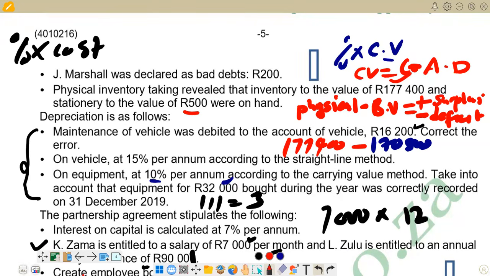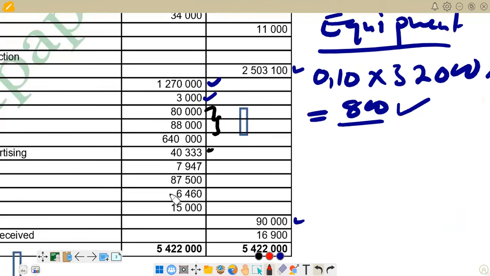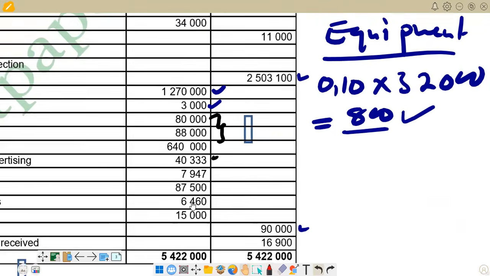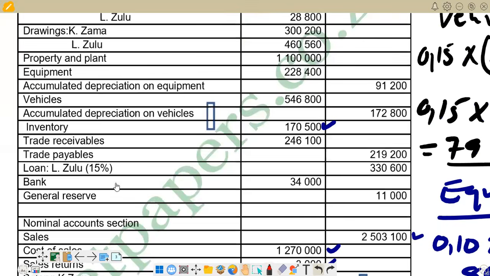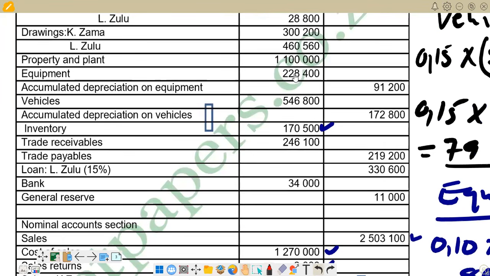So we come here, we take note of the cost of the equipment. The cost of the equipment is mentioned here, 228,400. But in this equipment, there's an equipment that was bought along the year for 32,000. So we are going to subtract that one. Then we are left with the ones that were there at the beginning of the year. And then from the answer that you get, we subtract the accumulated depreciation of equipment, which is 91,200.